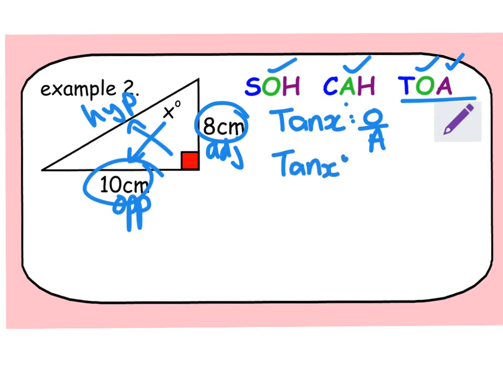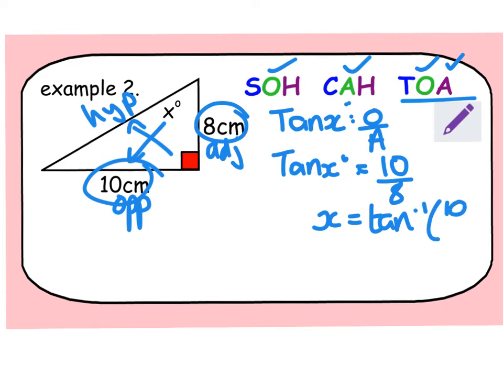The degree sign isn't necessary. I think I forgot it in my last example. O over A will be 10 over 8. Then we're going to do the inverse of tan. And I'm just going to show you this one. You could leave it like that this time as 10 over 8 or 10 divided by 8. It is your choice, whatever you're more comfortable with. So on your calculator, you'll then do shift tan bracket, 10 divided by 8, and we get 51.3 degrees to 1 decimal place.